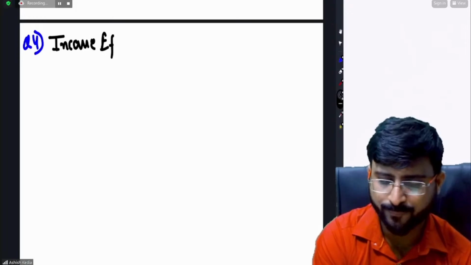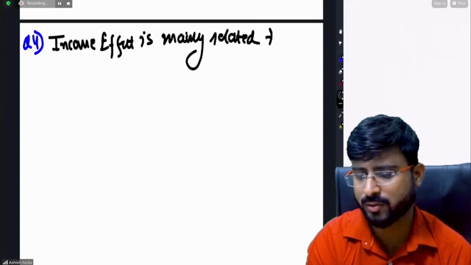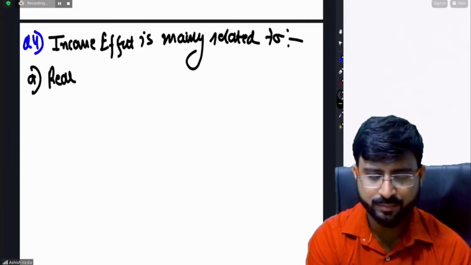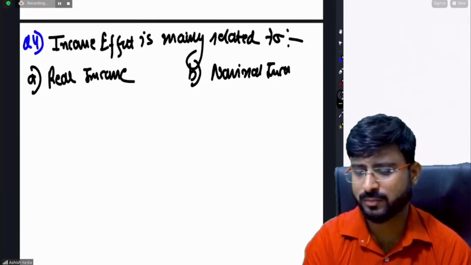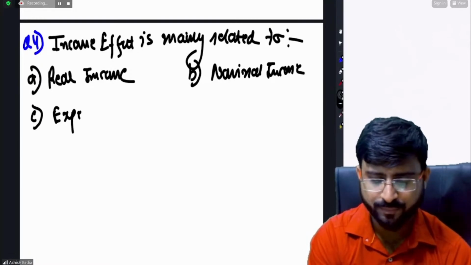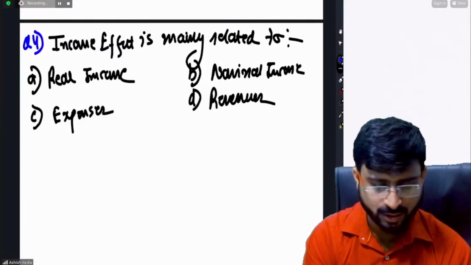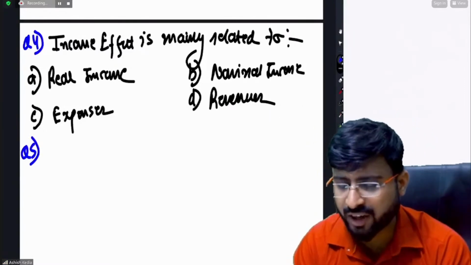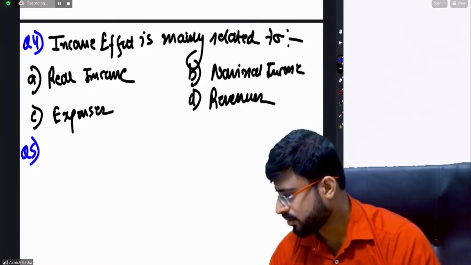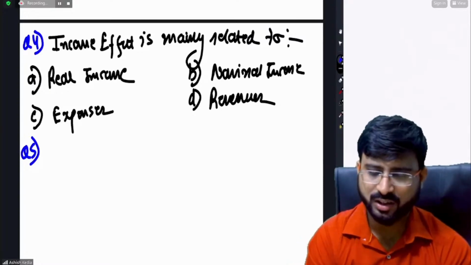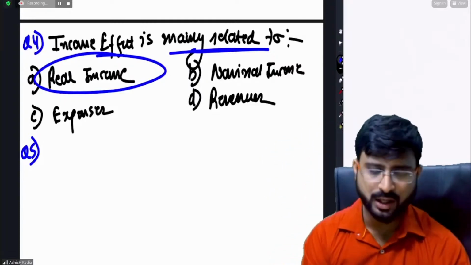Income effect is mainly related to: A. Real income. B. Nominal income. C. Expenses. D. Revenues. This question is of 1 mark again. So with this, 5 marks will be over. Let me have your opinion, everyone. So see, income effect is mainly related to real income, which is also called purchasing power. Okay, next question.